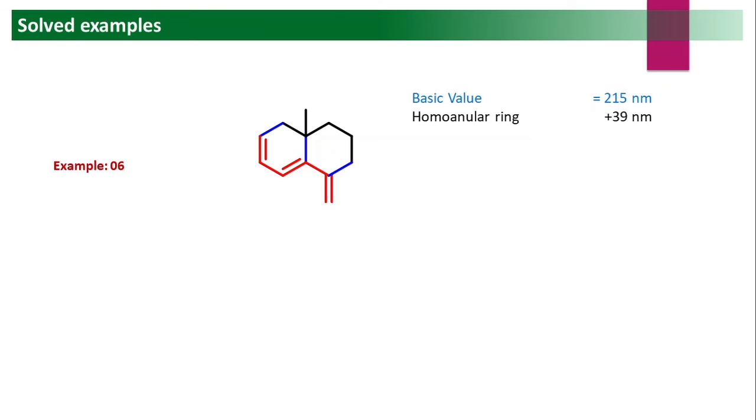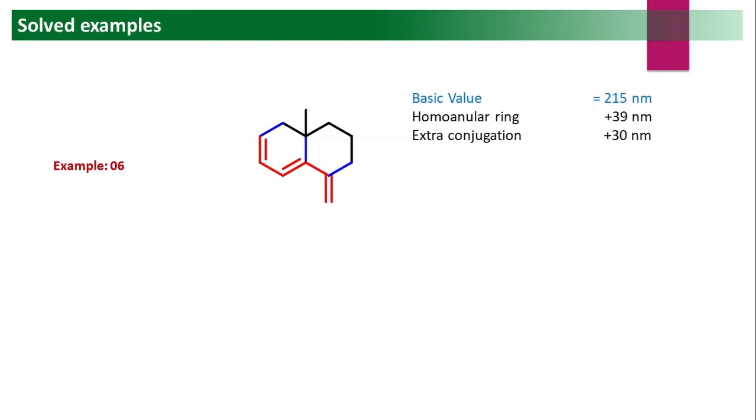Now see, this is the extra conjugation. This double bond is in conjugation with this diene system. So for each extra double bond in conjugation, we have to add 30, because the base value is for only a diene. So this is the addition of 30.